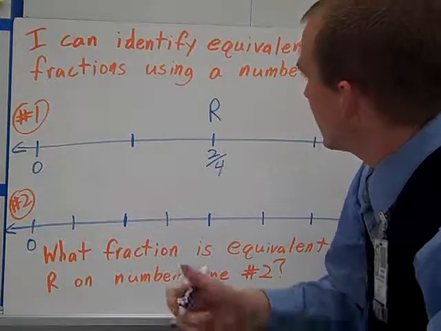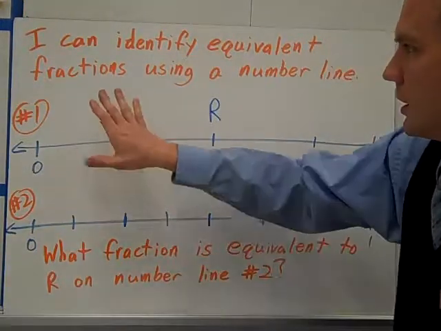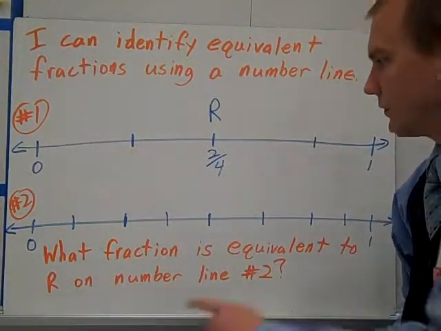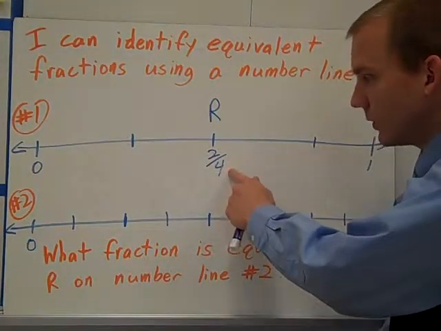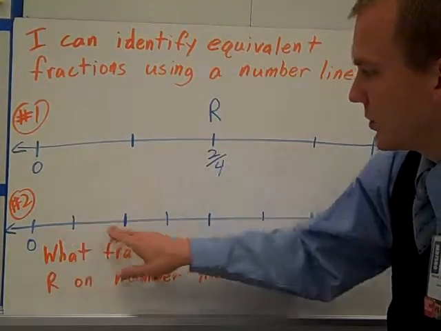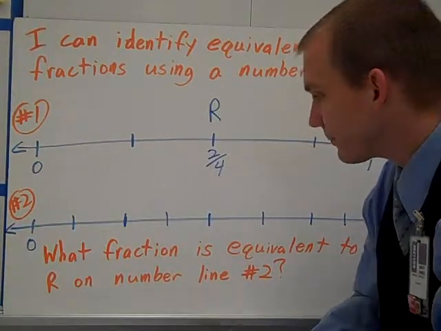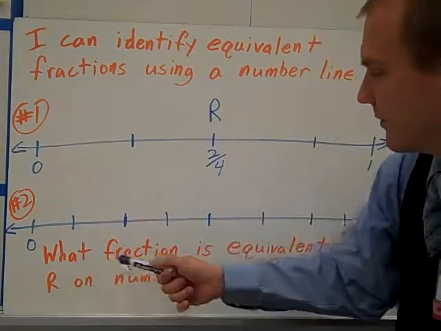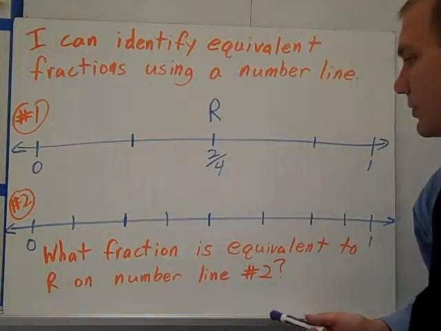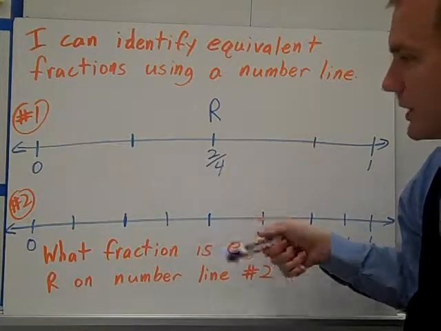Learning target. I can identify equivalent fractions using a number line. So you have number line 1, 0 to 1. This is broken into fourths. Just have 2/4 labeled as both 2/4 and r. Number line 2, you have 1, 2, 3, 4, 5, 6, 7, 8 equal spaces. My question for you is, what fraction is equivalent to r on number line number 2? So here's r, 2/4. What fraction is equivalent on number line 2?